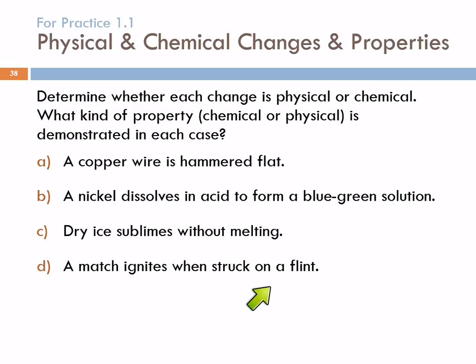A match ignites when struck on a flint. Chemical. So when the match bursts into flames, it burns. Anytime you've got burning, it's going to be a chemical change. Can you use that match again? No, that's a one-time deal because the substances have changed. It's a chemical property. A match, the property of igniting when struck with a flint is a chemical property.